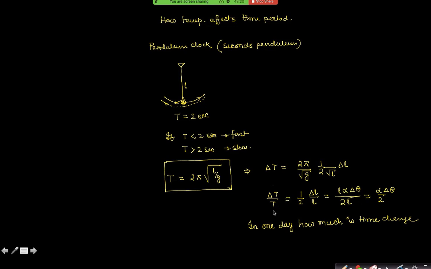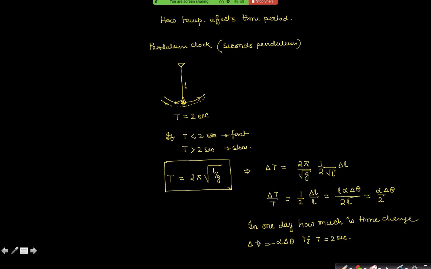Can I say that in 2 seconds, delta T is equal to alpha into delta theta, if T equal to 2 second? Yes, sir. Sir, capital T is the time period or after how much time we are calculating? No, here capital T is the time period only. This time period is 2 second. Yes, sir. Means we are considering it as the seconds pendulum.